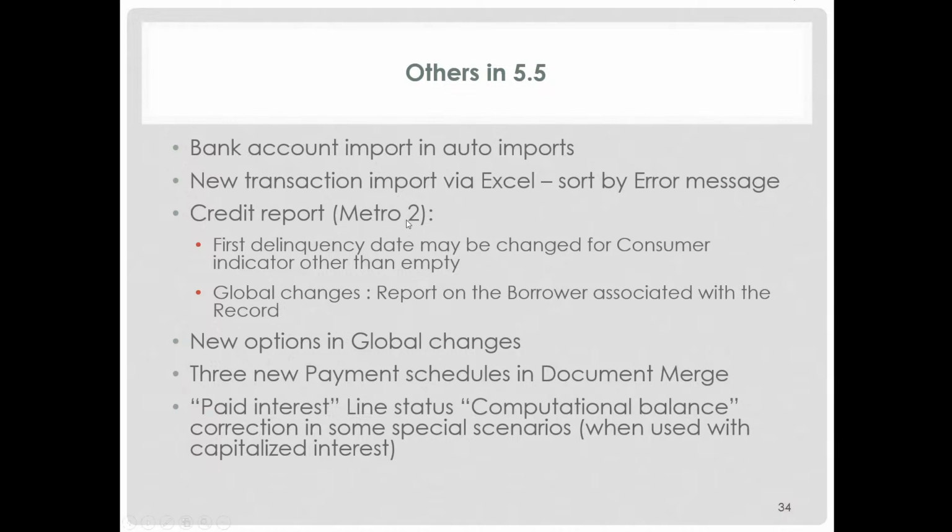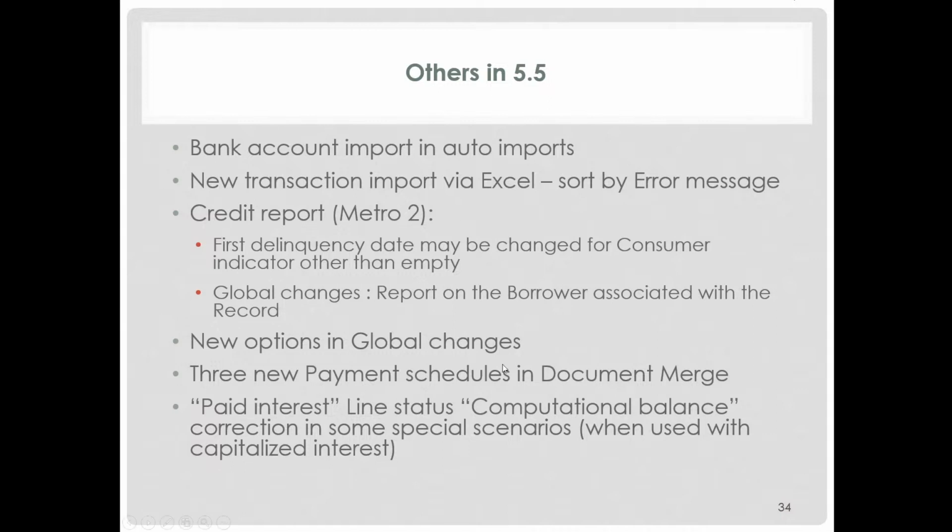For those of you who do credit reporting, Metro 2 for Equifax, Experian, or whatever, the date of first delinquency can now be changed manually if your consumer indicator is bankruptcy or something other than empty. This was required by a few clients. Again, in Metro 2, if you go in global changes, you can report on the same borrower associated with the record. You'll just save time to match your borrower and your loan. It's just a bit quicker. There are a few new options in global changes. I won't go over that.